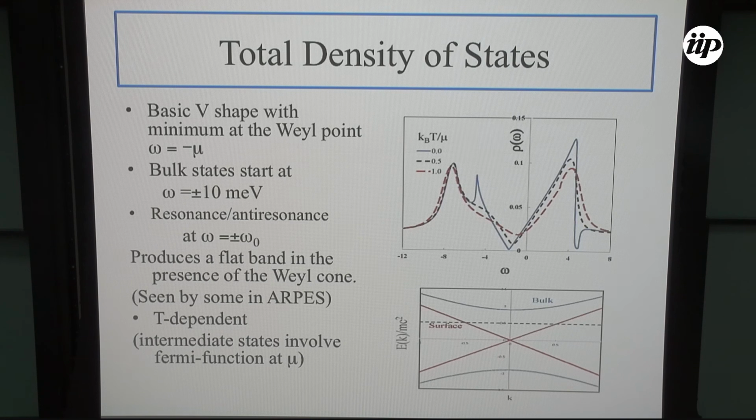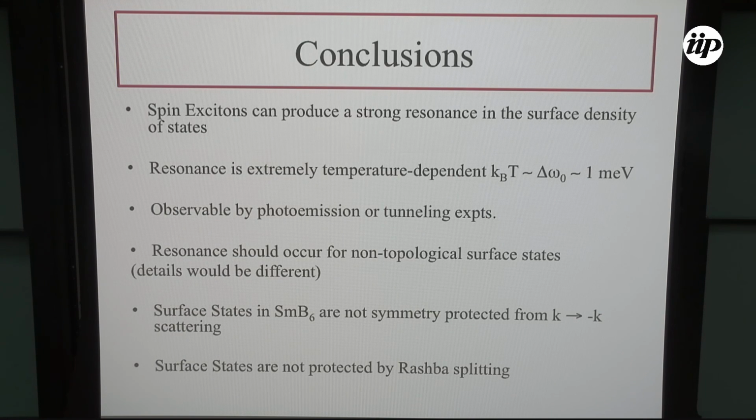In this case, the topological aspects, the protection of the surface states, comes into question because you have a fluctuating magnetic field from these spin excitations. And as I pointed out, that's essentially breaking time reversal invariance. And so you can have things like scattering from K to minus K. So it's no longer protected.